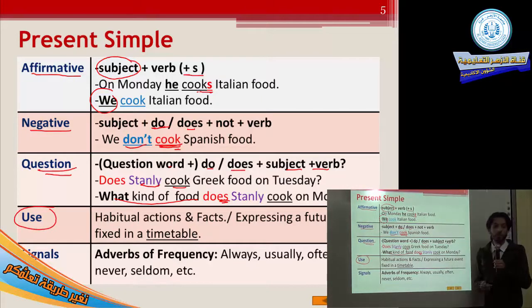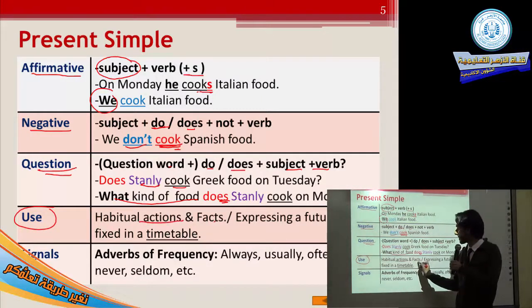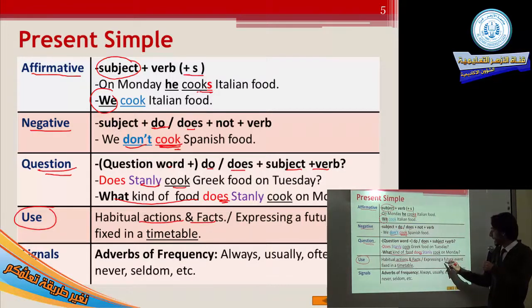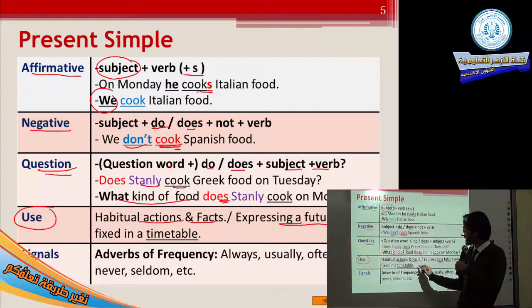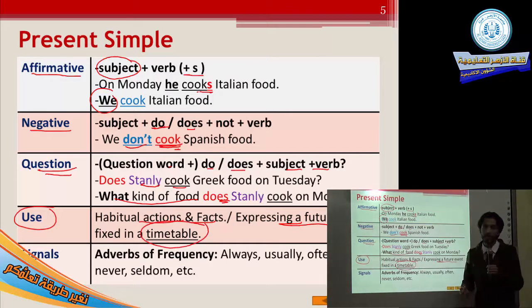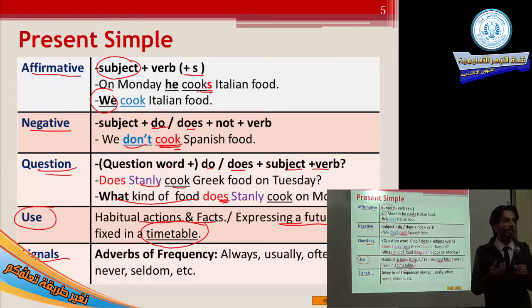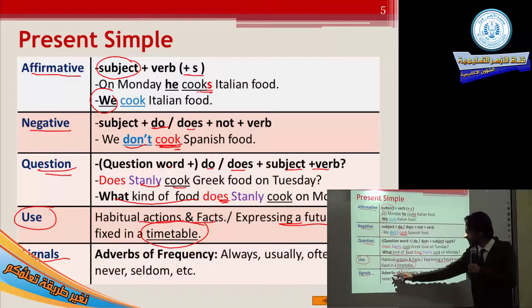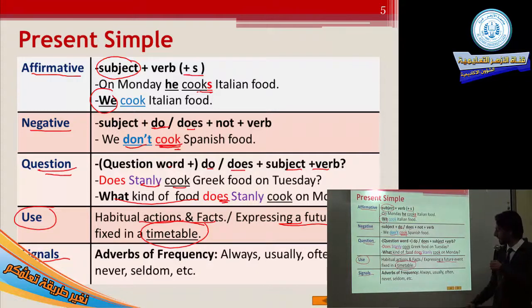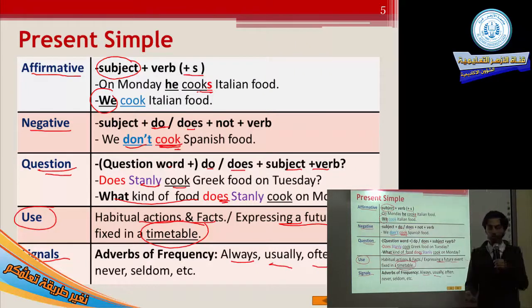We use the present simple to express habitual actions and facts. We use it for expressing a future event in a fixed timetable. A fixed timetable means like in a schedule. For example, the plane takes off at 10 o'clock a.m. Signals. The signals are something like keywords that tell us that this is the tense of a sentence or a situation. We use here, for example, some of the adverbs of frequency: always, usually, often, never, and seldom, and so on.